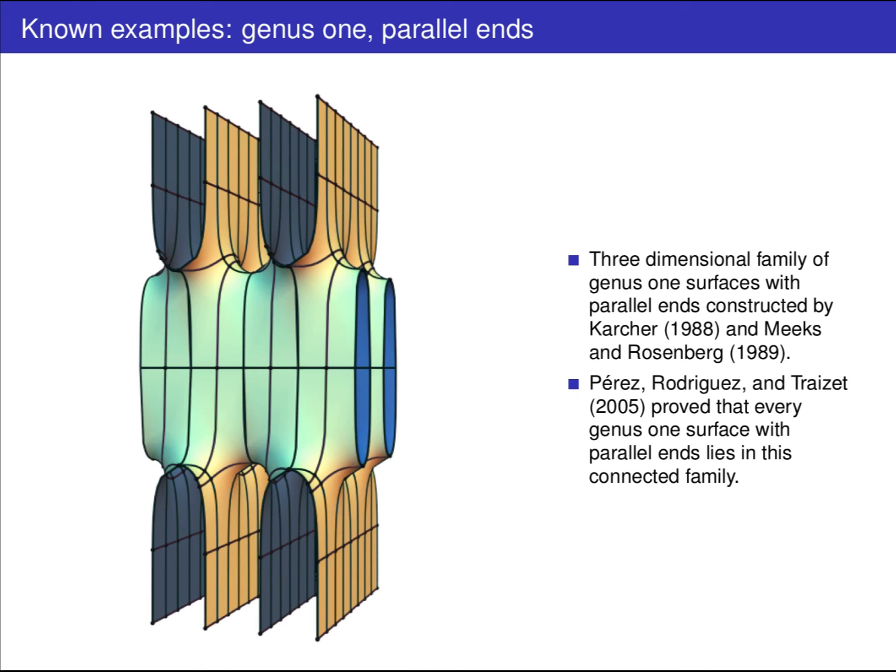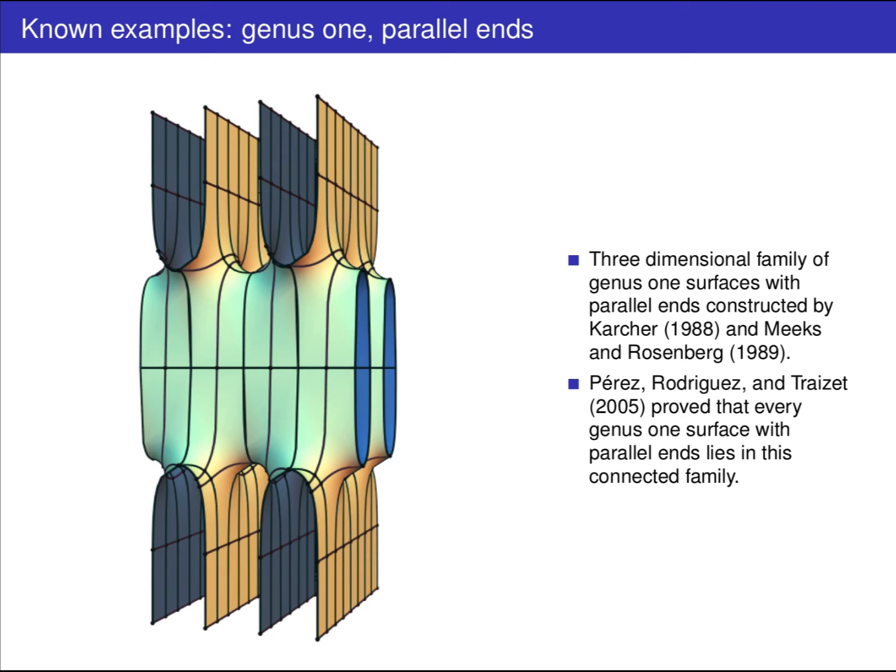Some known examples with parallel ends. So with genus 1, the three-dimensional family of genus 1 surfaces with parallel ends was constructed by Karcher in 1988 and separately by Meeks and Rosenberg in 1989. And Perez, Rodriguez, and Traizet proved that every genus 1 doubly periodic minimal surface with parallel ends lies in this connected family. So here's one example.